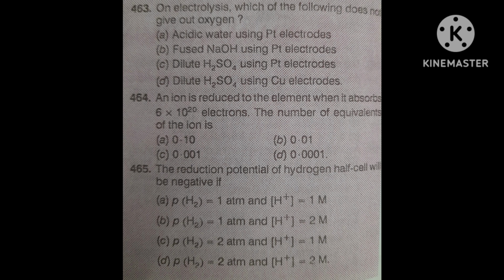In the other options, you can see pressure is 1 atm and molar concentration is 1 M, correct? And in the last option also 2 atm pressure is there, but hydrogen ion concentration is 2, so it is not greater than 1. Hence option C is correct.